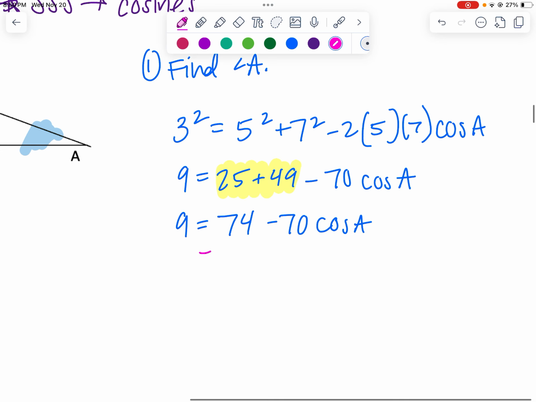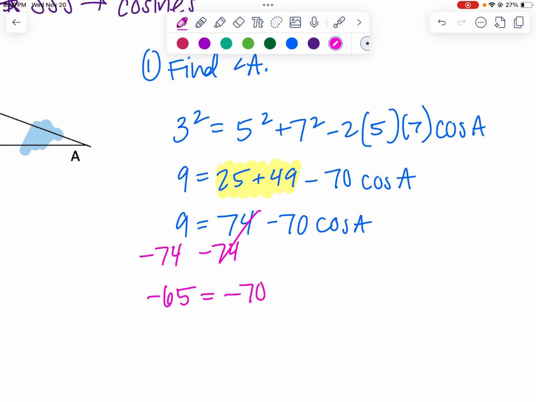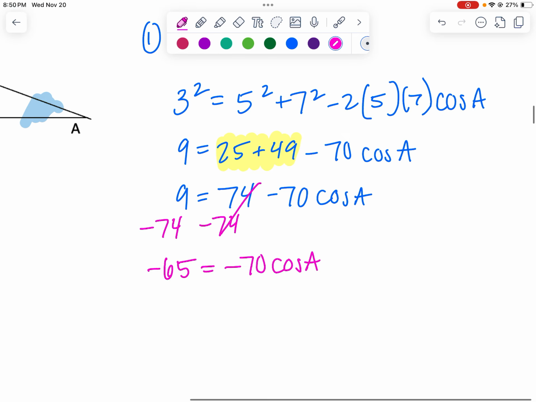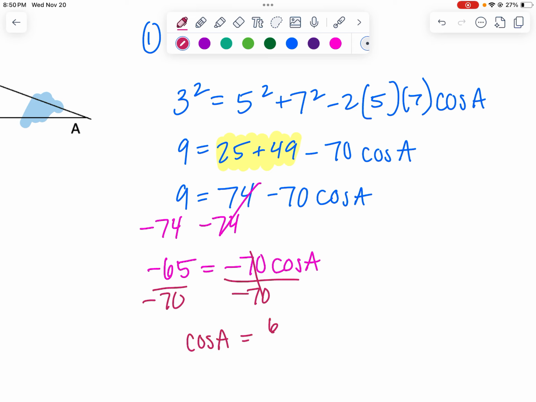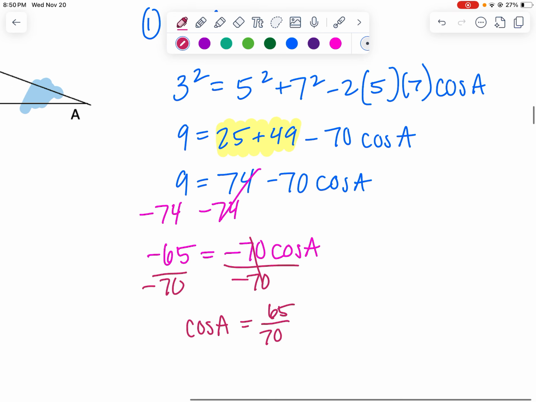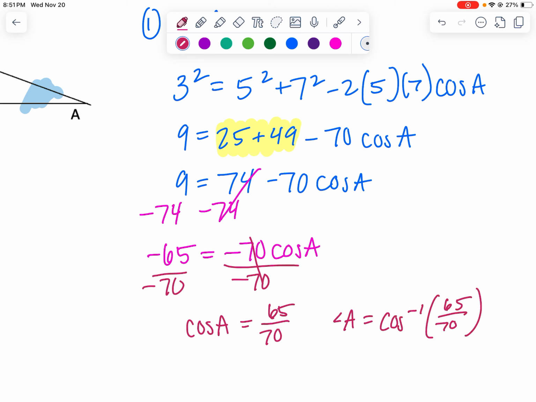I'm going to subtract 74 on both sides. So then I get negative 65 is equal to negative 70 cosine of A. Let's divide both sides by negative 70. So then I get cosine of A is equal to 65 over 70. Same exact thing, I'm trying to find angle measurement A. So angle A is equal to the inverse function of cosine, and I can plug this into my calculator and see what we get.